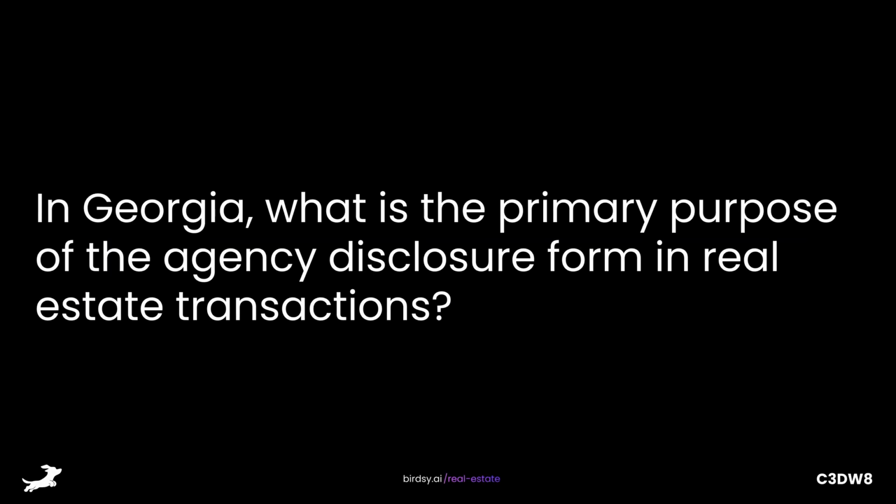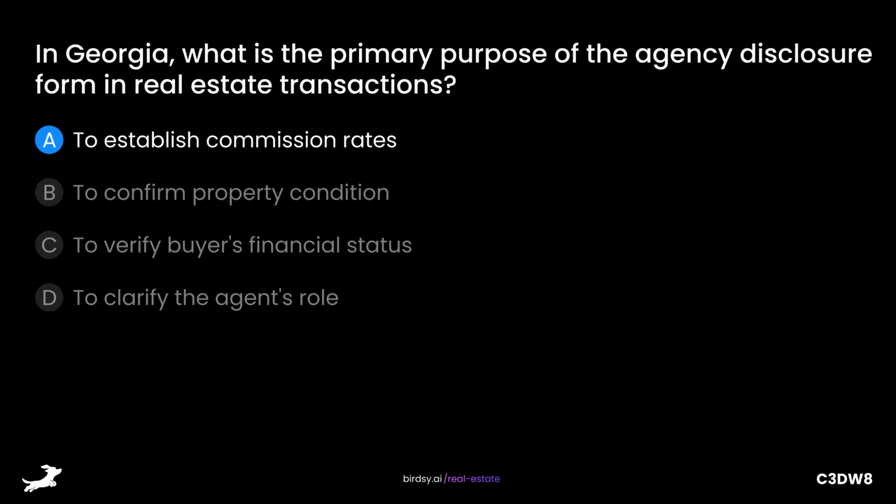In Georgia, what is the primary purpose of the agency disclosure form in real estate transactions? Is it A, to establish commission rates? B, to confirm property condition? C, to verify buyer's financial status? Or D, to clarify the agent's role? The answer is D, to clarify the agent's role.